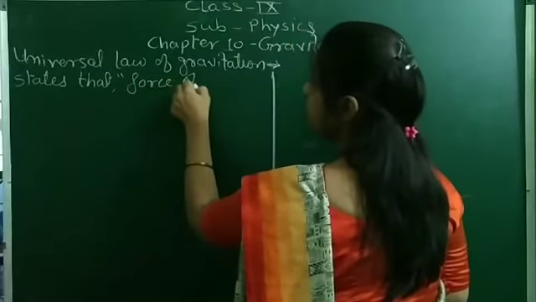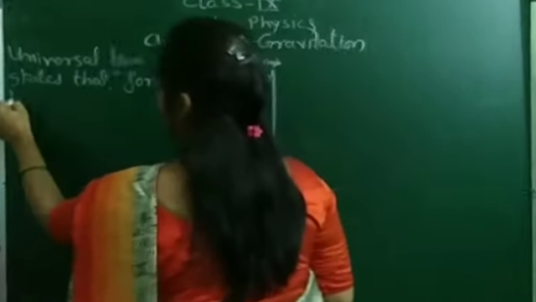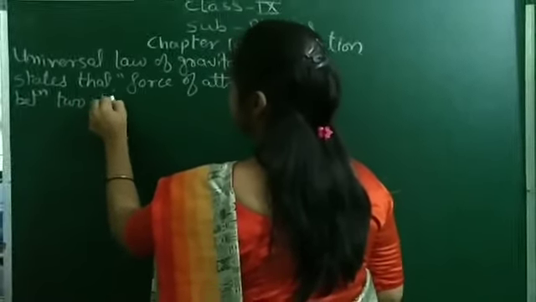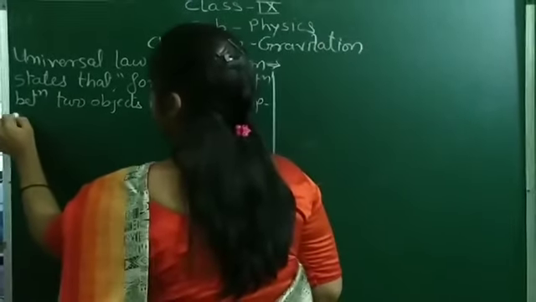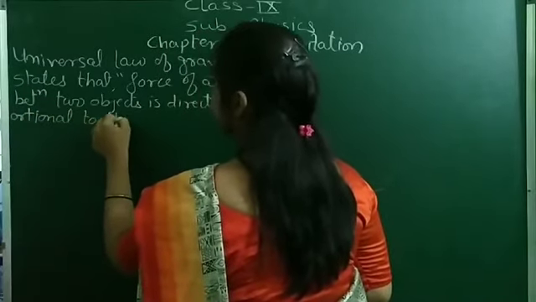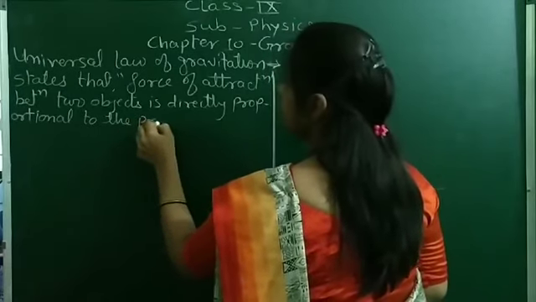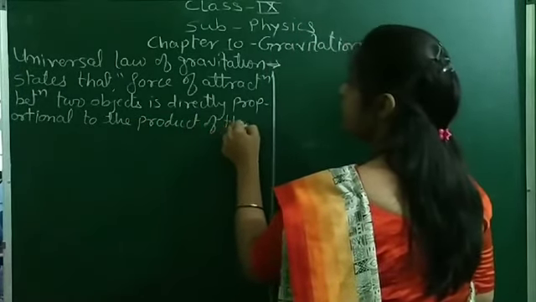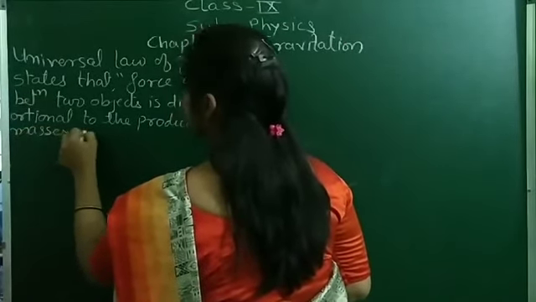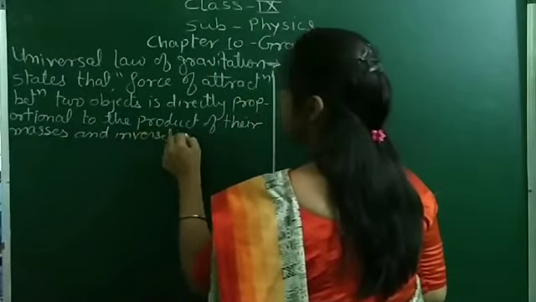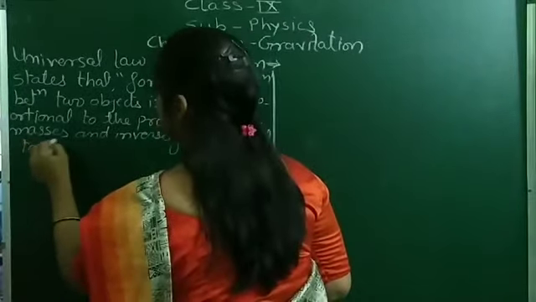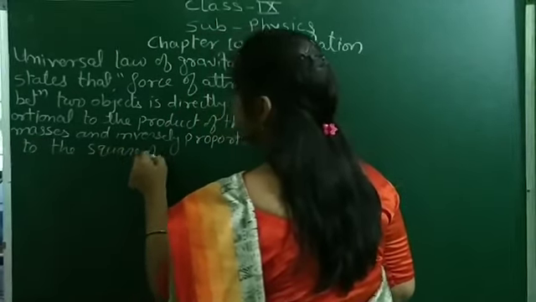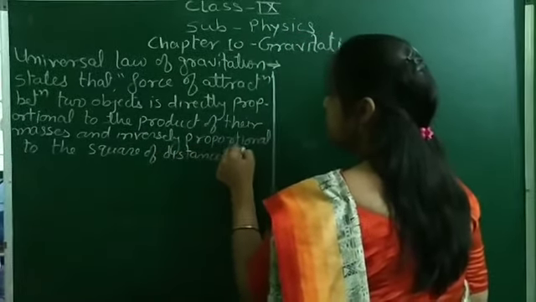force of attraction between two objects is directly proportional to the product of their masses and inversely proportional to the square of distance between them. So this is the universal law of gravitation.